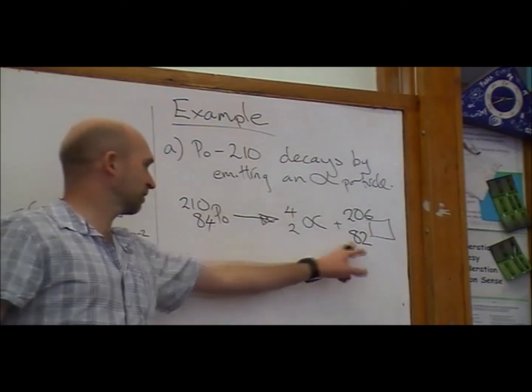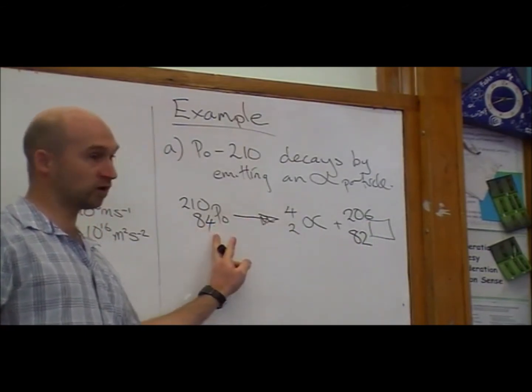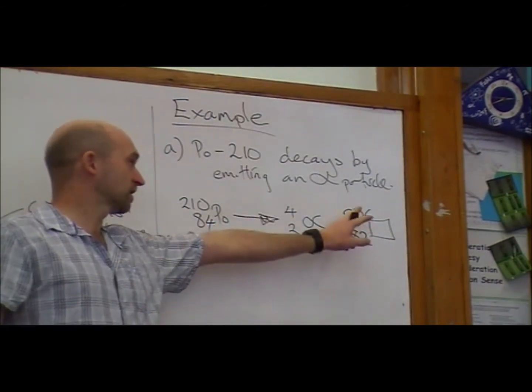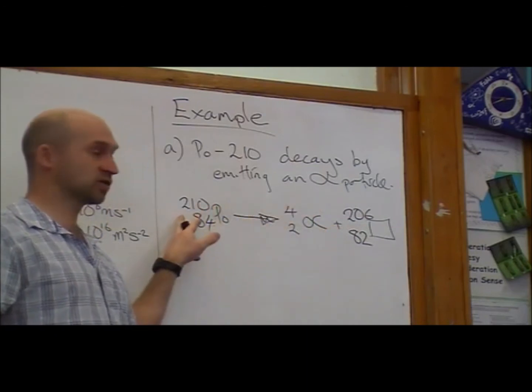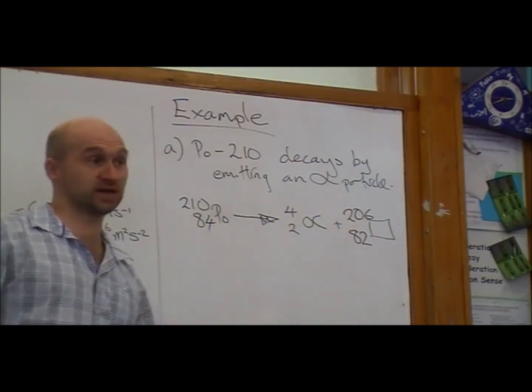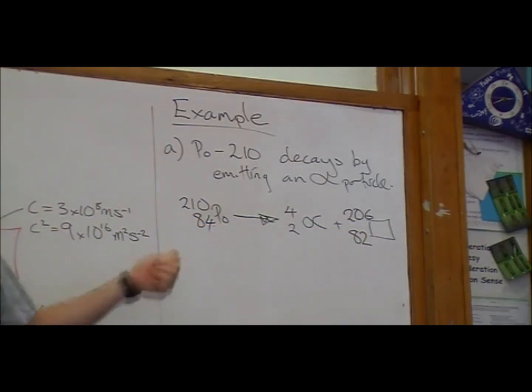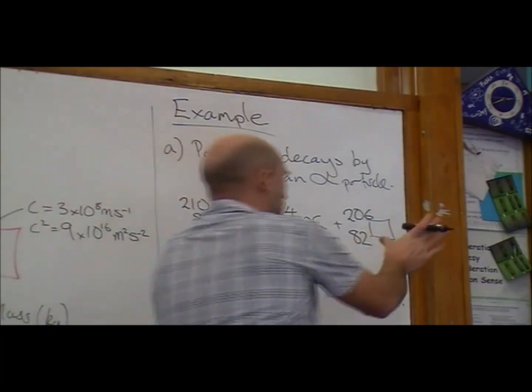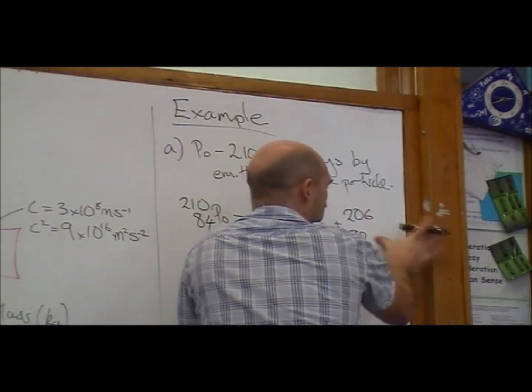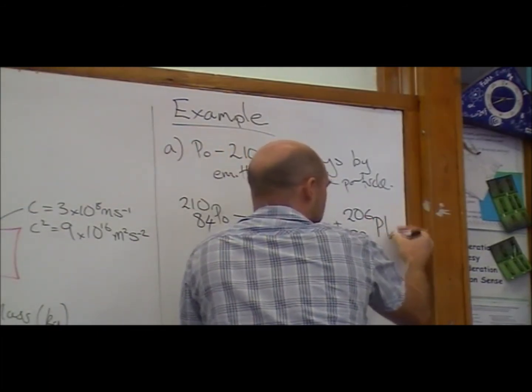Something plus 2 must be 84. What? 82. Something plus 4 must be 210. What? 206. What's the thing? What's 82? Lead. And so what's happening in our alpha source as it decays?